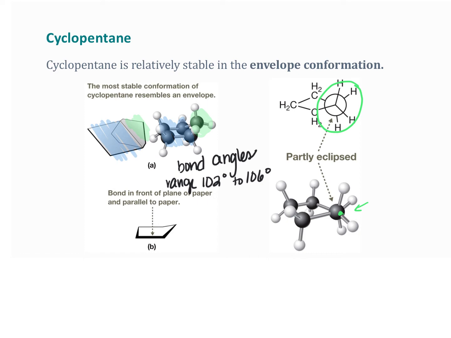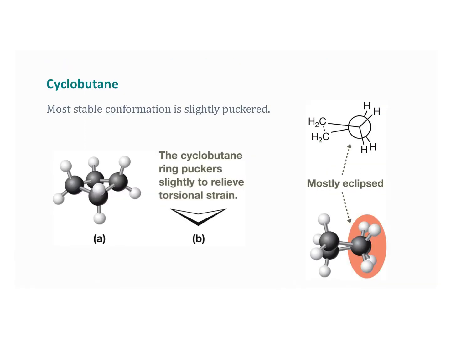Now, the most stable configuration for cyclobutane is close to square, but it's not quite square, and so it's called slightly puckered. Here we've got interior angles of about 88 degrees, and that's a pretty large deviation from the ideal bond angle of 109.5, and so it's going to leave cyclobutane with a substantial amount of ring strain.